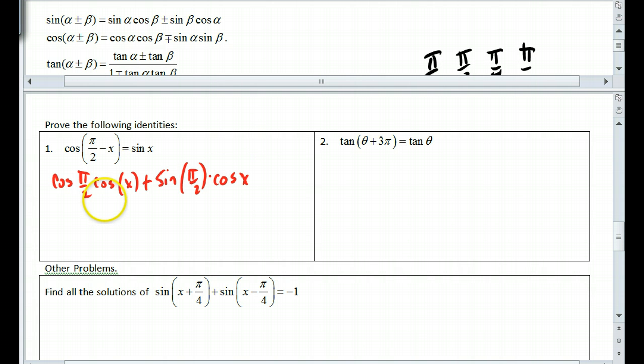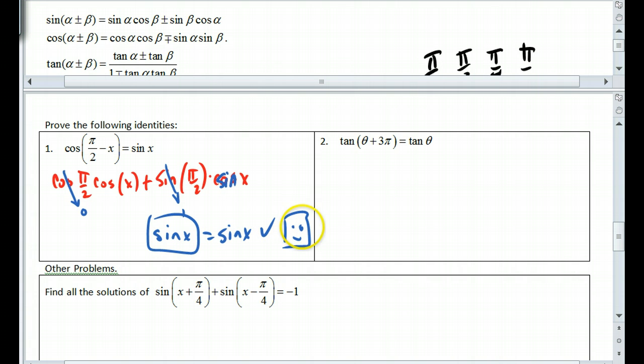That's what we got. Some of these I can evaluate the angle measurements. The other ones I can't. Cosine of pi over 2, what's that? Well, that's 0. Sine of pi over 2, what's that? That's 1. So I'm left with, in this case, oh, this should be sine, sorry. So I'm left with the sine of x. Oh, so the sine of x is equal to the sine of x. I am in business. And there's my smiley face. Okay? Looks like I got a black eye. Almost there. All right, so I worked on the left side and got to the right side.